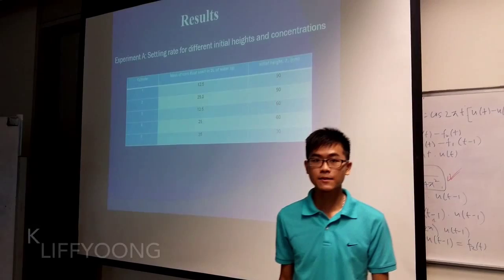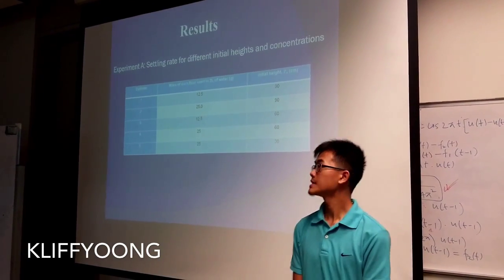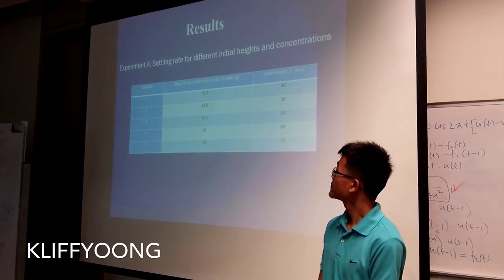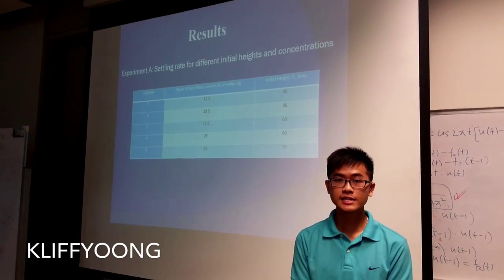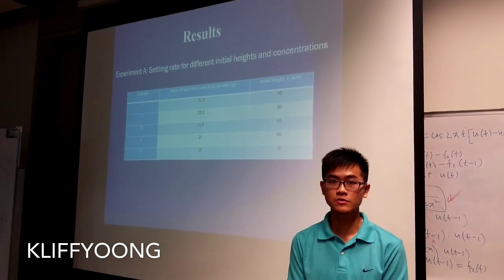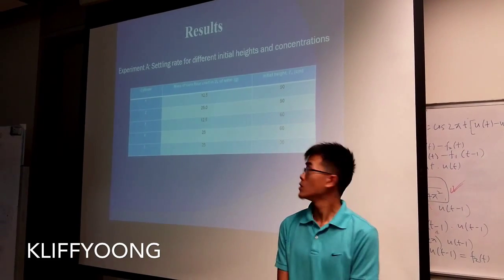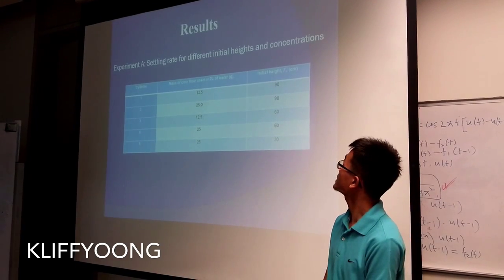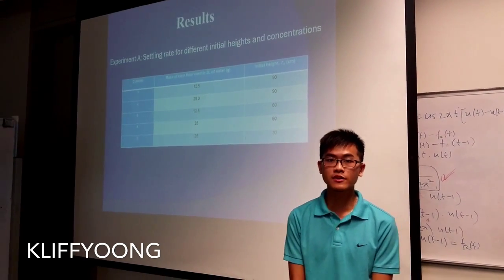I'll be presenting our results obtained in our experiment. There are basically two parts to this experiment. In experiment A, we observed the settling rate for different initial heights and concentrations of kaolin solution. Whereas in experiment B, we investigate the settling rate for different initial heights and concentrations as well, but with the addition of flocculants of different amounts.